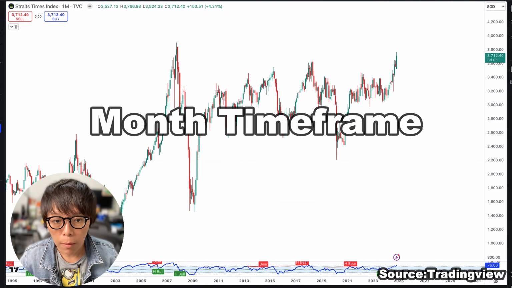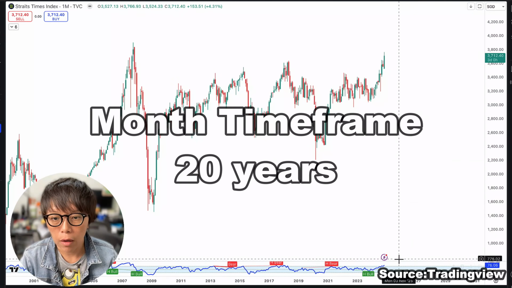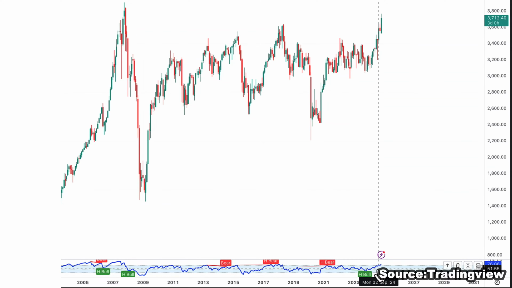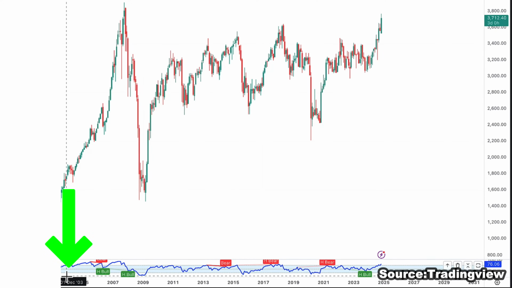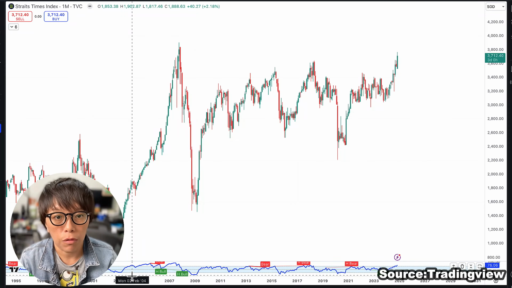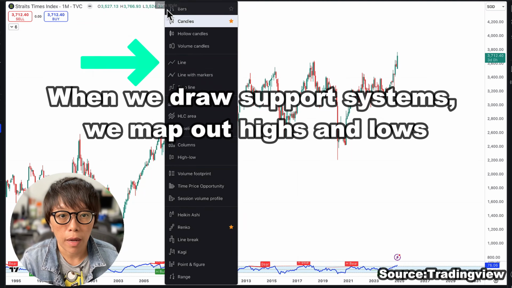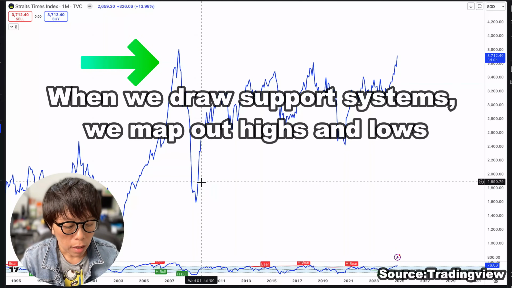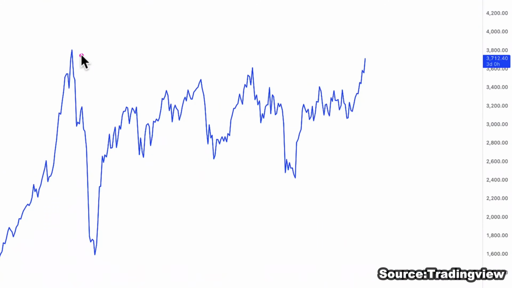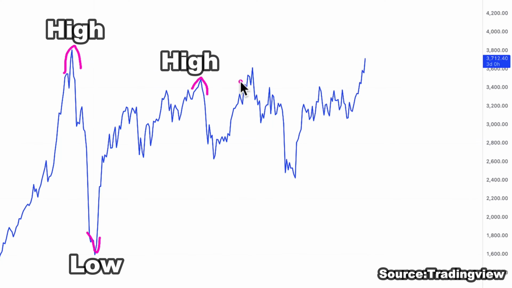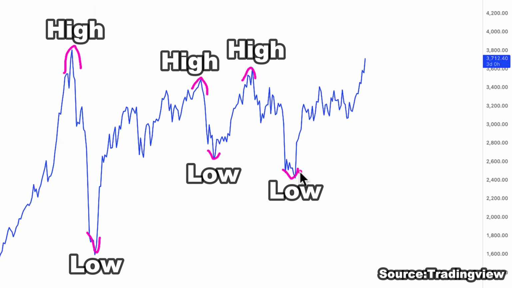So I'm looking at STI from about 20 years, because right now we are in 2024. If I were to take a look at 2004, somewhere around here, that would be about 20 years. And you can map out some highs and lows. Now, very simple, when we draw support resistance, we map out the highs and lows. So for example, you move to a line chart, the high points would look like a mountain and the low points would look like a valley. So these are the high points and these are the low points.